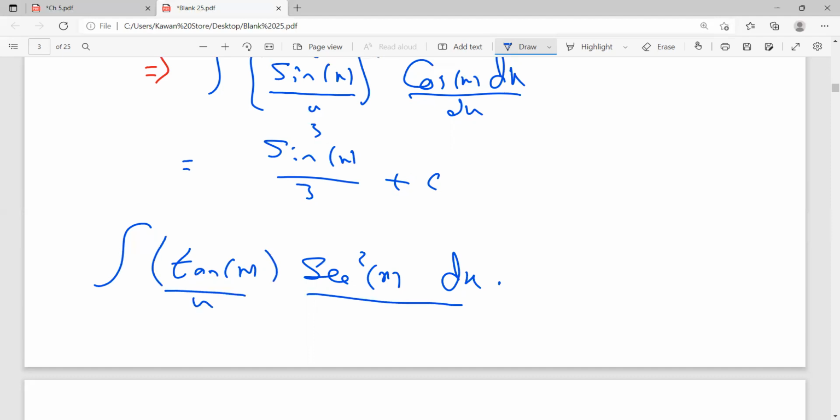So this one is u, and that one will be du. How do I solve that one? It is equal to tan squared of x over 2 plus c. Why? Because here u is to the power 1 inside, and du exists outside, so I'm just going to integrate them.